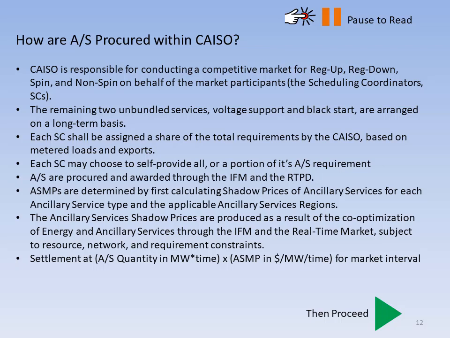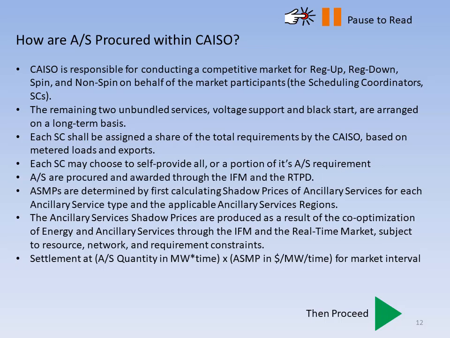ASMPs are produced as a result of the co-optimization of energy and ancillary service for each ancillary region. They represent the marginal cost of providing an additional unit of that service. In supply shortage conditions, when co-optimization fails to clear the market and there is not a well-defined ASMP, CAL-ISO will use scarcity reserve demand curves to set the administrative values for ASMPs.